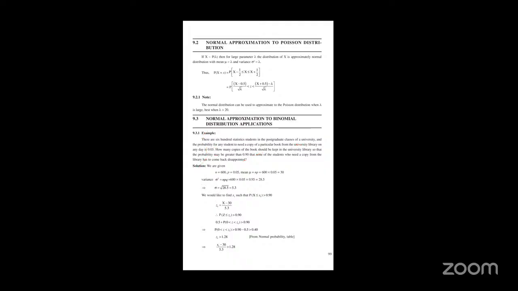We are given n equals 600 and p equals 0.05. This is the probability, and 600 statistics students. What is the mean? We have the formula np, n into p: 600 into 0.05 is 30. Then what is the variance formula? Variance is npq. How do we get q? Q is equal to 1 minus p.